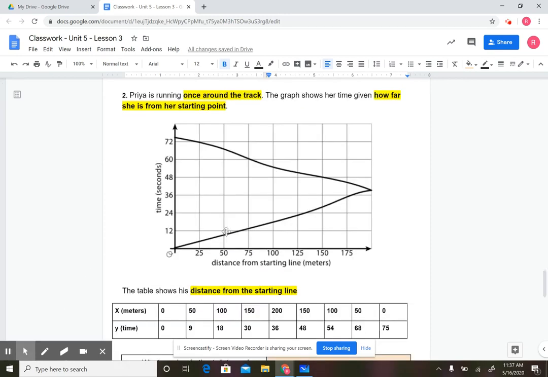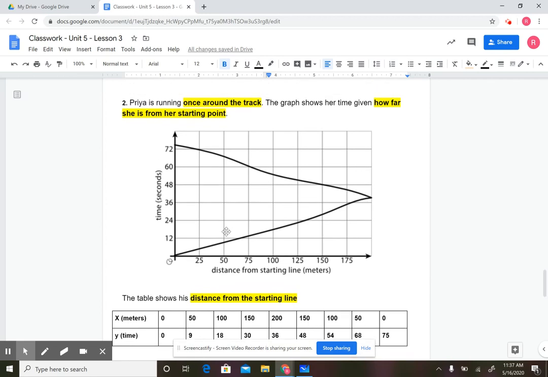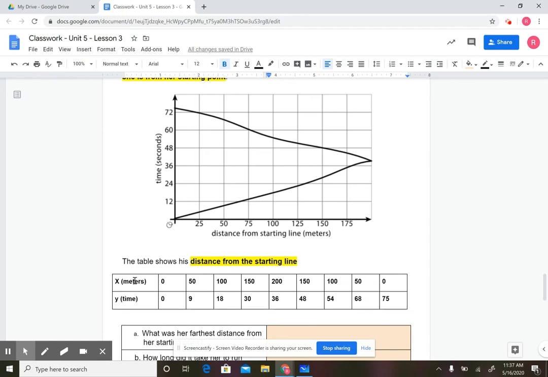So number 2, Priya is running around the track. The graph shows her time given how far she is from her starting point. So here's a little notice and wonder. You guys should have noticed that the graph is not straight, it's curved, and it doubles back on itself. So what does that look like? You see that there are multiple of the same inputs here. You can see there's 50, 90, 200, 150 appears twice, 100 appears twice, and so on, right?